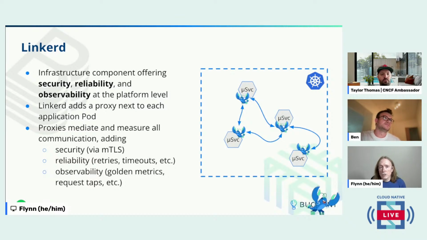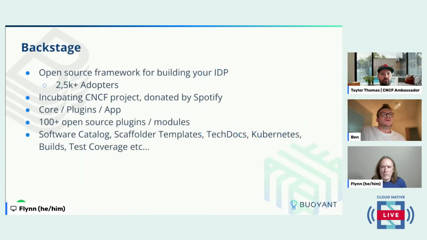Since we're measuring everything, we can also surface golden metrics like request rate, latency, and success rate, and make that available both for humans to see and for other tools to see. We also have the ability to go in live and watch things in real time, watch each request as it happens, which can be a very powerful diagnostic tool.